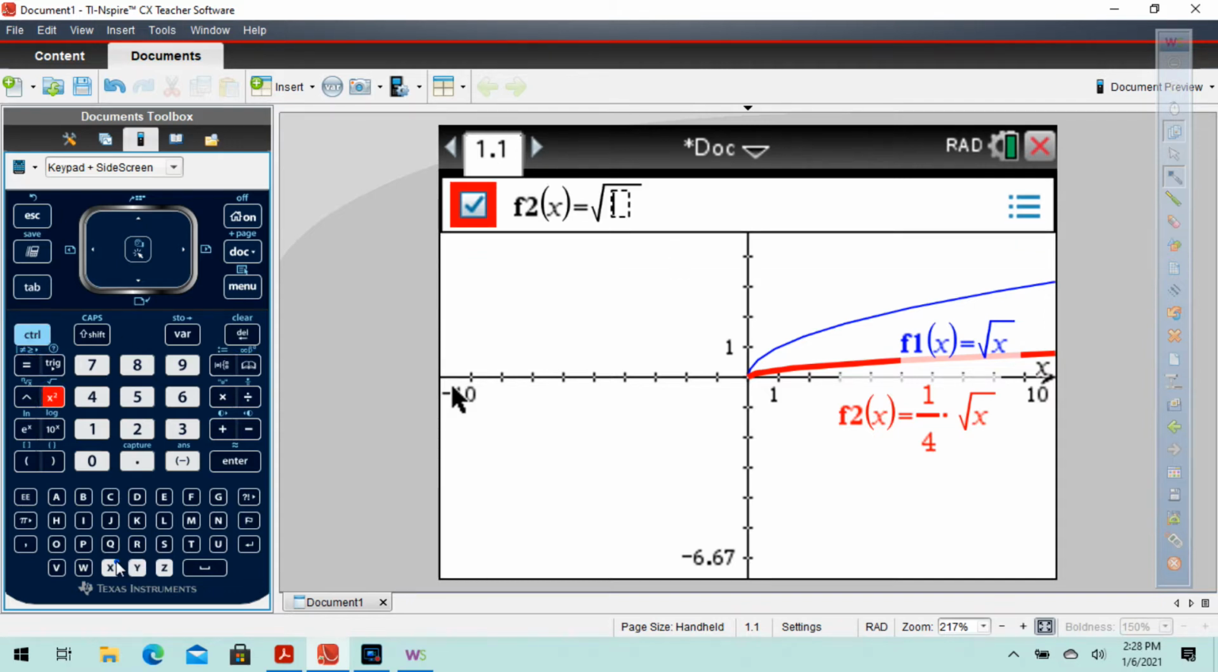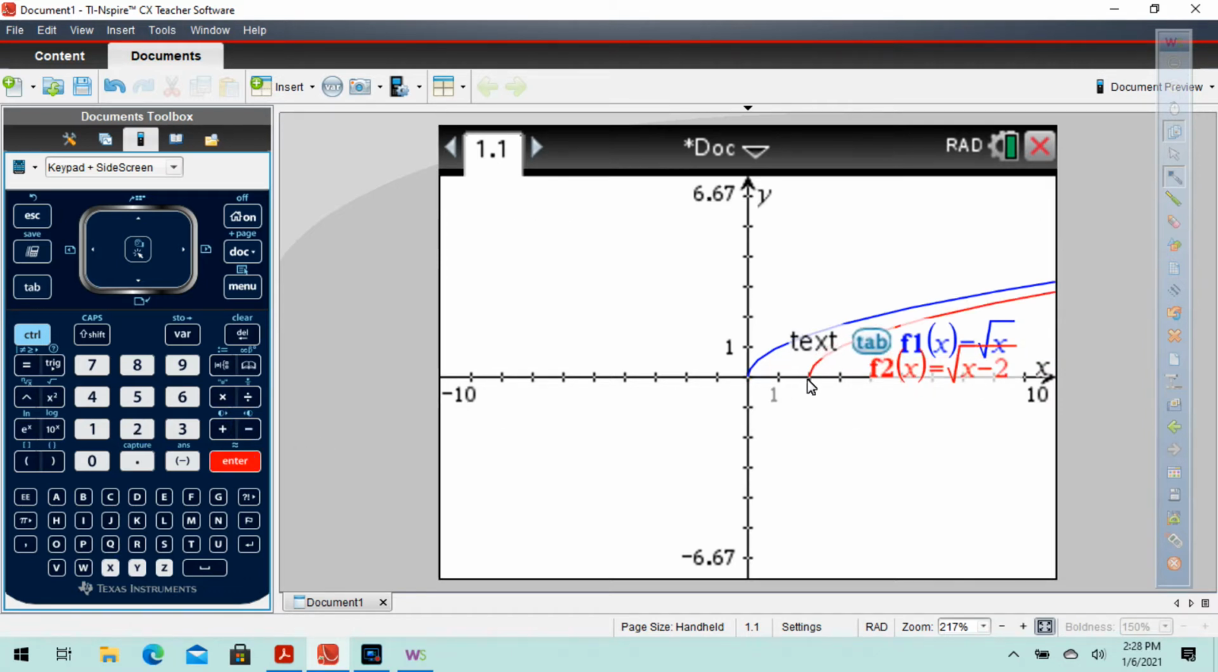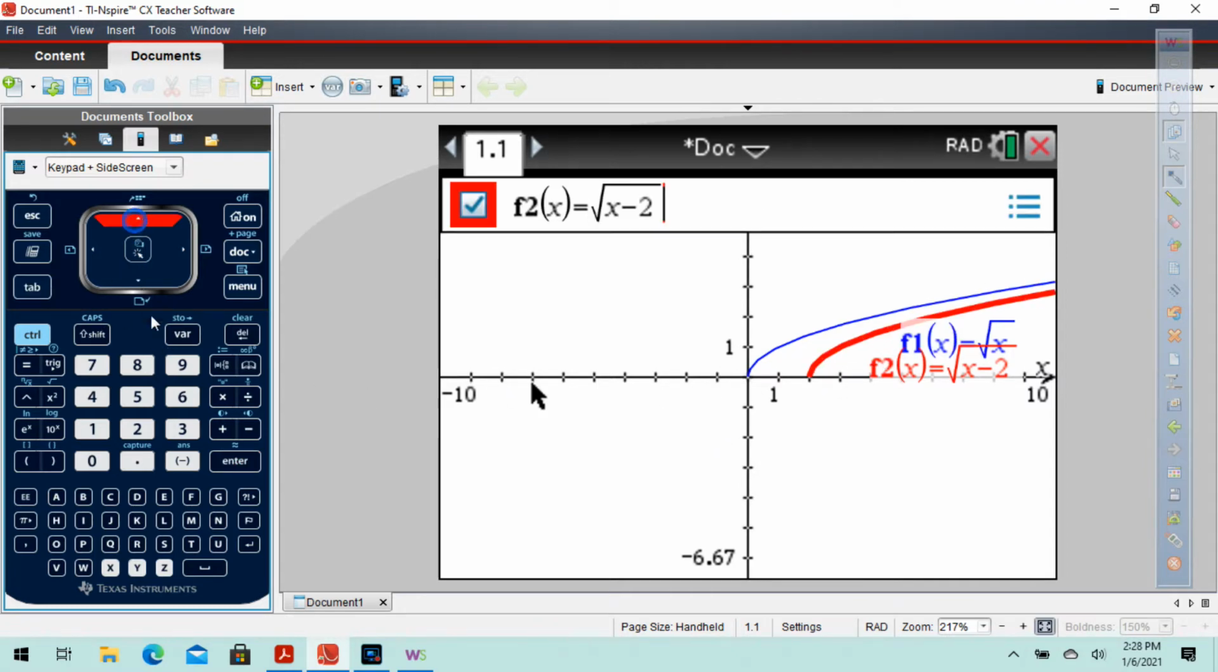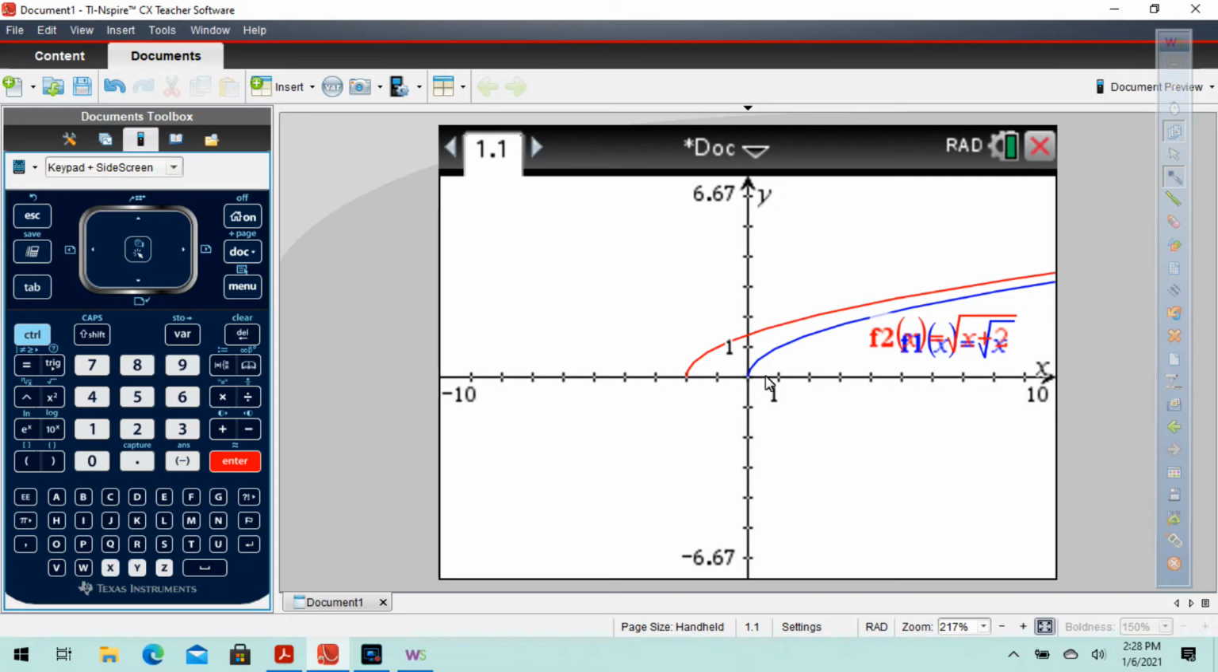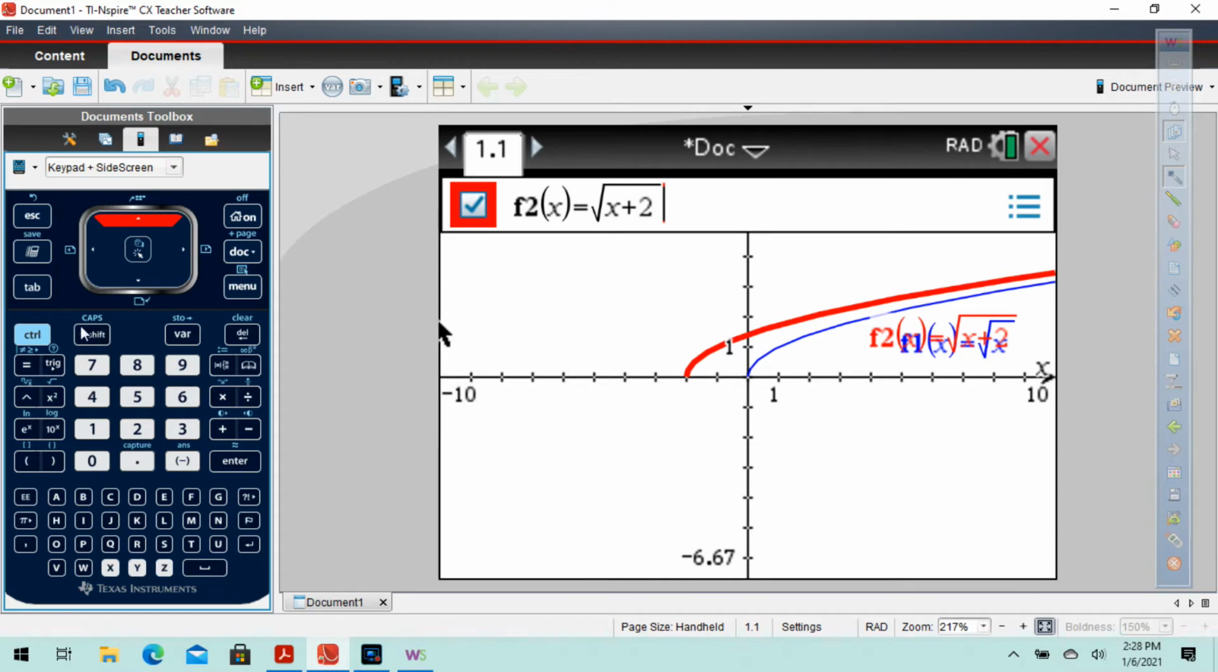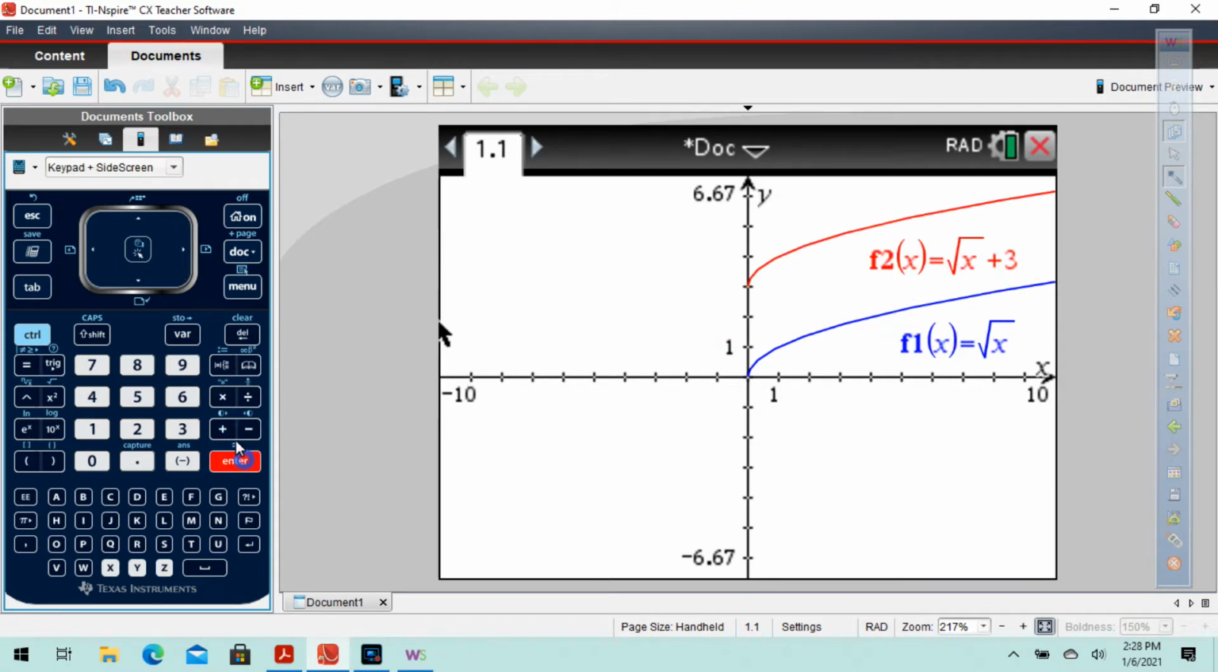And we'll say x minus 2. Notice how that moved it 2 units to the right. All right. What if we did x plus 2? That moves it 2 units to the left. All right. And then the square root of x, and then we'll put in plus 3. And notice this will move it up 3 units. Notice we went from here to 1, 2, 3.